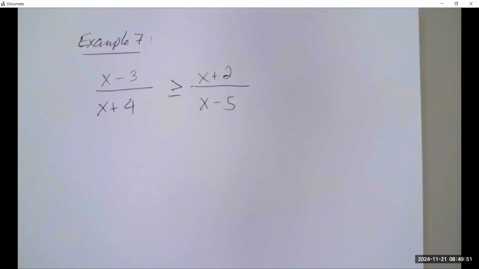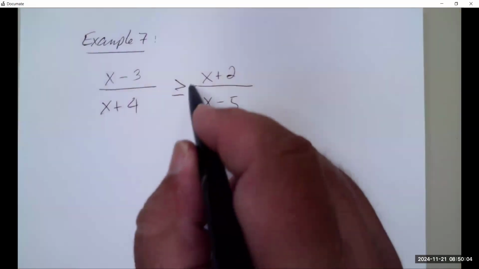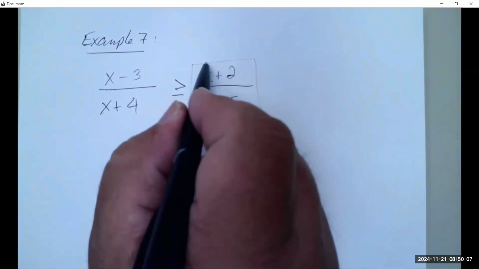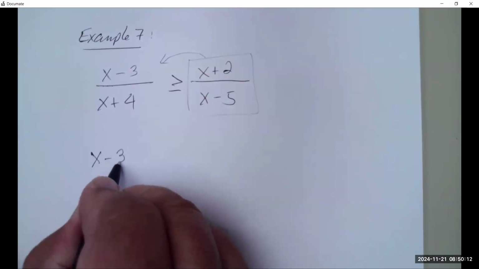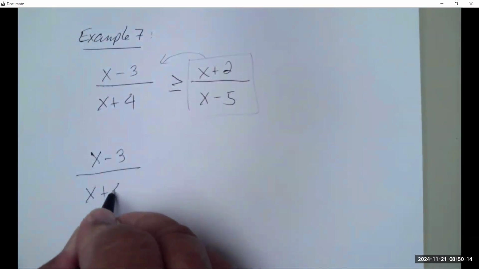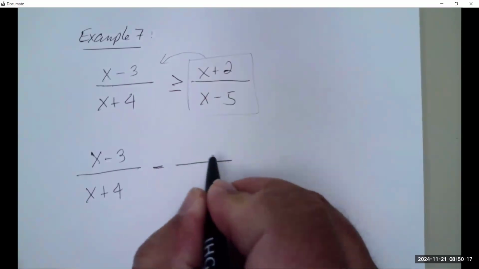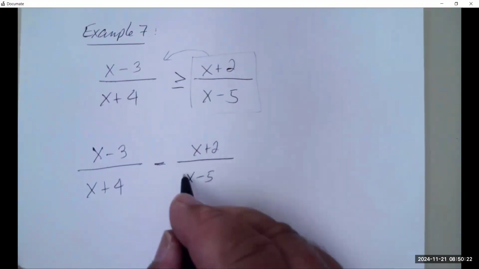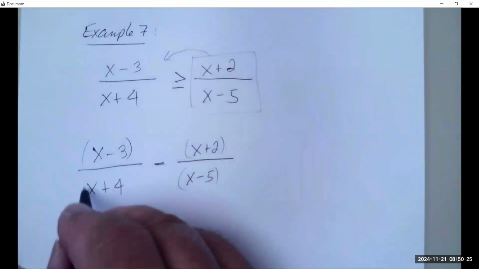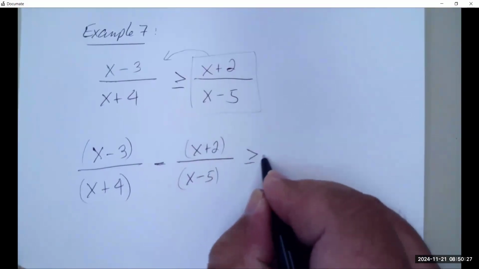So the first thing you have to do is what? Besides write it down. Set it equal to 0. So which side do we move? It doesn't matter which side you move, really. It's going to give us the same answer. Let's move the right side over to the left. Yeah, but typically we set 0 there. So we move this one to that side, which means we have (x minus 3)/(x plus 4) minus (x plus 2)/(x minus 5). Remember, put parentheses around all of my terms. So it's greater than or equal to 0.